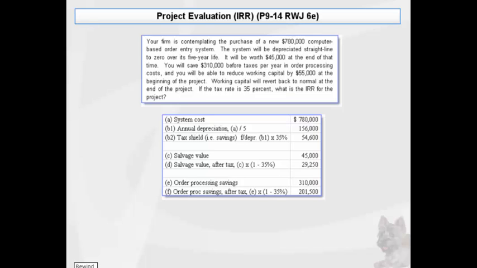That's how much cash we will receive after considering the tax ramifications of selling the equipment at the end of the project. And then they also told us that the order processing savings were $310,000, but those savings will equate to higher income. So we need to reduce the savings by 1 minus the tax rate to come up with what the net cash inflows would be as a result of the order processing savings. And when we multiply 310,000 times 1 minus 35%, we come up with $201,500.